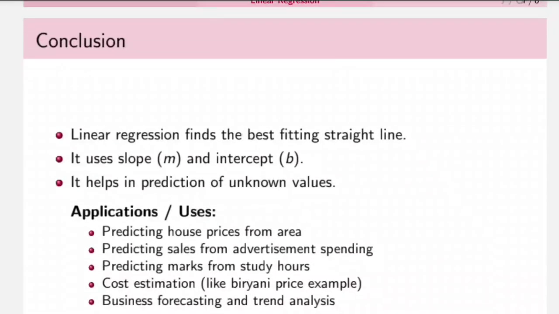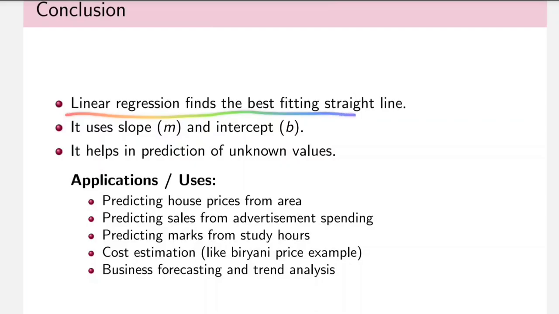So the conclusion is that linear regression finds the best fitting straight line. That is the main thing about linear regression. It uses slope m and intercept b, so it helps in predicting unknown values. The major applications have been given here. So this is all about linear regression.